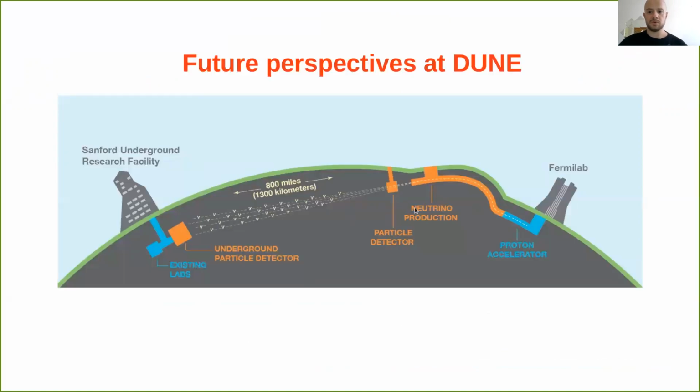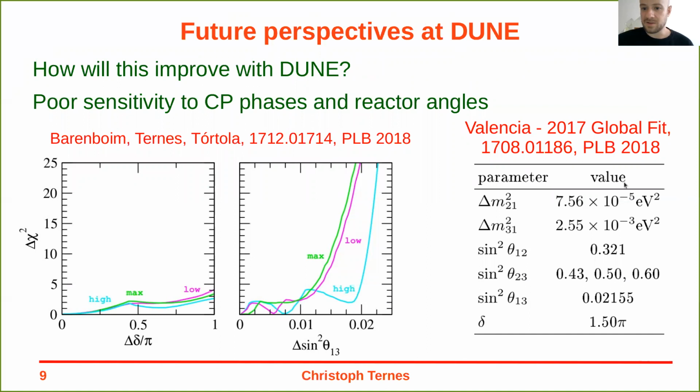So now let us see how this can be improved with the upcoming DUNE experiment. To generate the fake data, we have used these parameters here. As you can see, we assume 3 different scenarios for the atmospheric angle. First, we assume it to be in the first octant. We assume maximal mixing, and also we assume a second octant value. And we find that there is very poor sensitivity to improve on the difference of CP phases or on theta 1-3 angles.